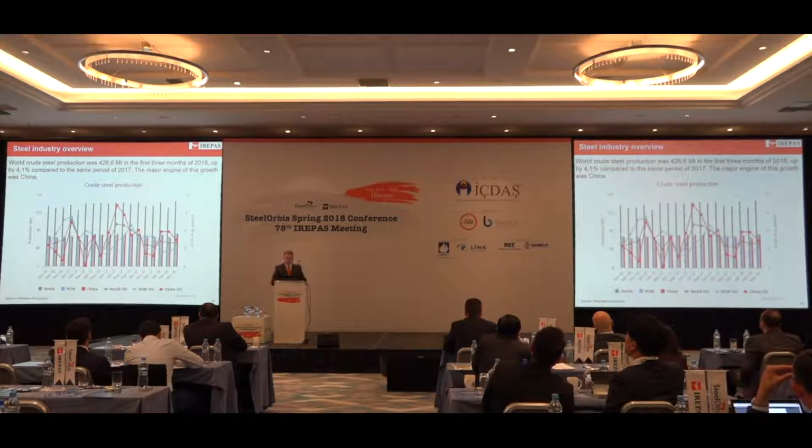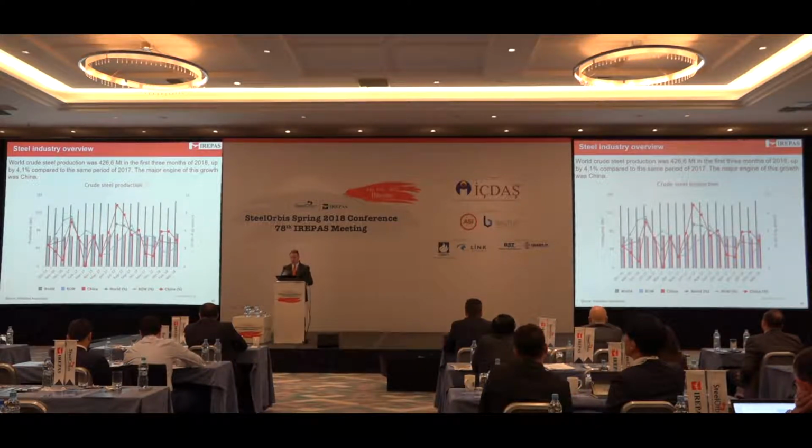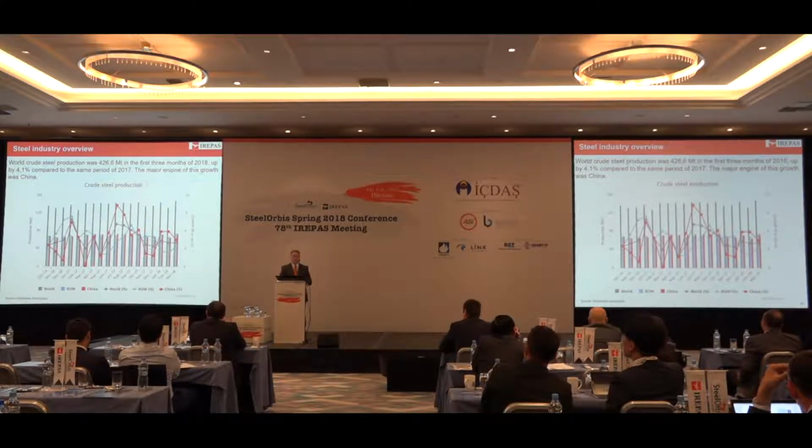But what is happening in the first quarter? We have updated information of the crude steel production. So you can find in the red columns the Chinese crude steel production. The blue columns represent the rest of the world crude steel production, and the gray columns are total steel production of the world. During the first quarter, the crude steel production of the world amounted to 427 million tons, which means a growth of 4.1% compared to the same period of 2017.